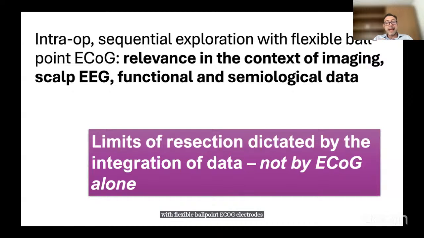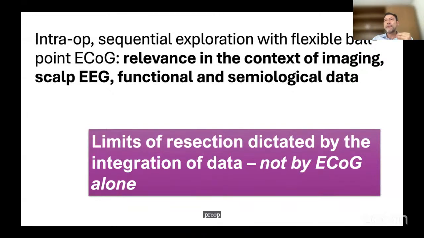And we believe this has relevance if you can associate this finding with preoperative non-invasive data, okay? So it's very important when you use acute ECOG, and this is a different paradigm from SEEG, that you don't think that acute ECOG will give you all the answers.